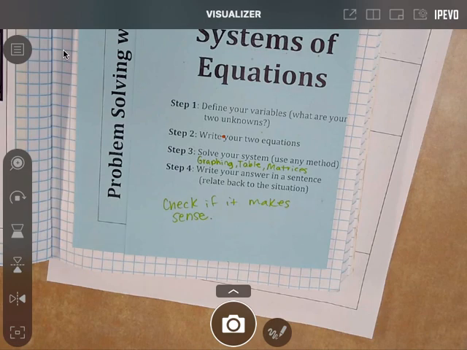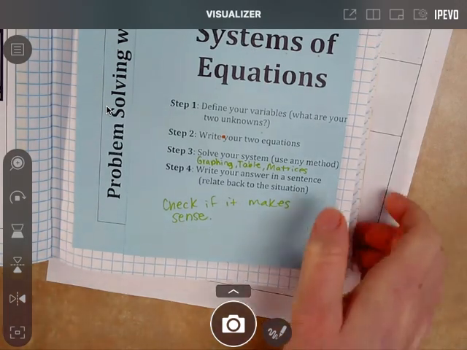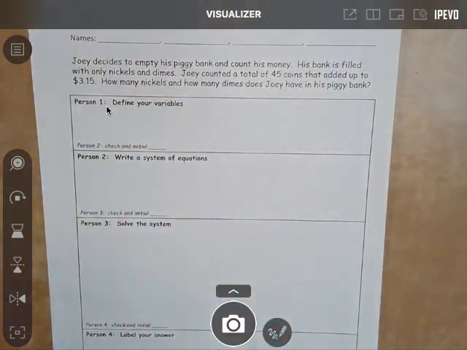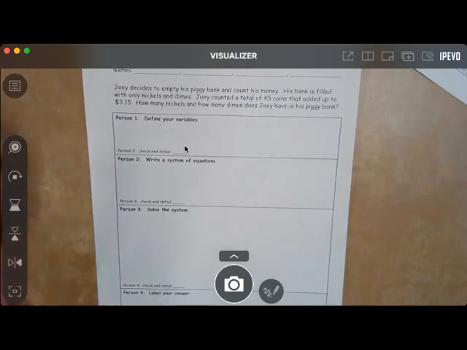And then step 2 will be to write your equation. Step 3 will be to solve your system. So it could be graphing, it could be table, it could be matrices. Step 4 will be to write your answer in a sentence, relate it back to the situation. Then the last thing you'll do is check and make sure it makes sense. So y'all started this, and so we are going to go over it together. So let's look at it.